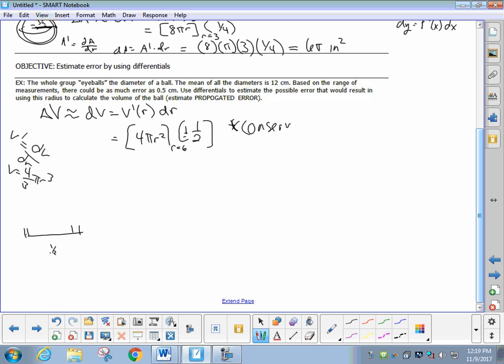Conservatively, we'll go with R is 1/2 inch. Centimeter, excuse me, not an inch. That must be crazy. All right?